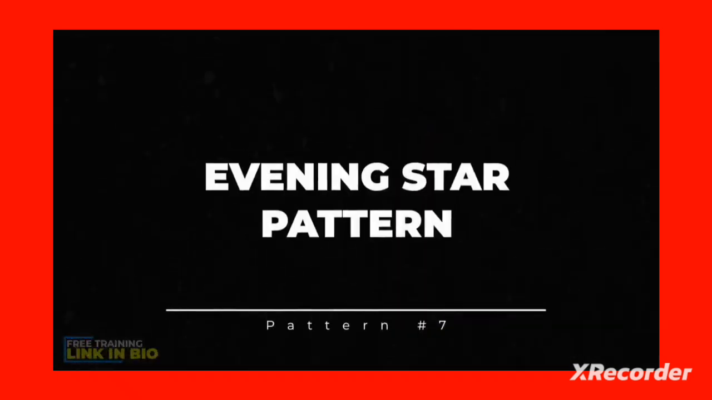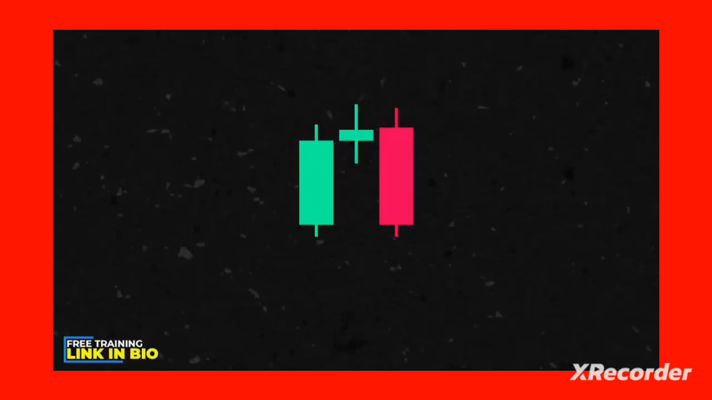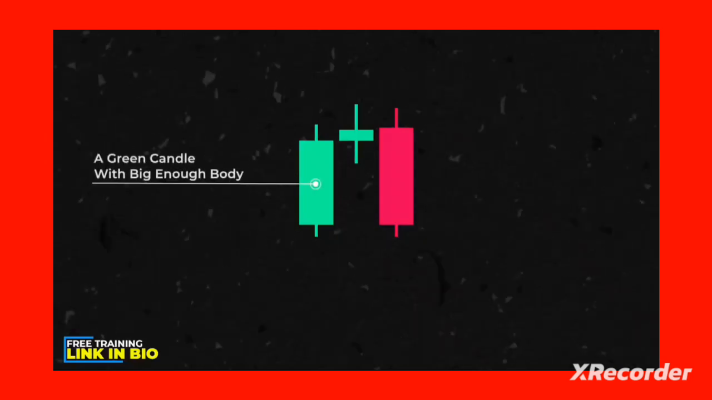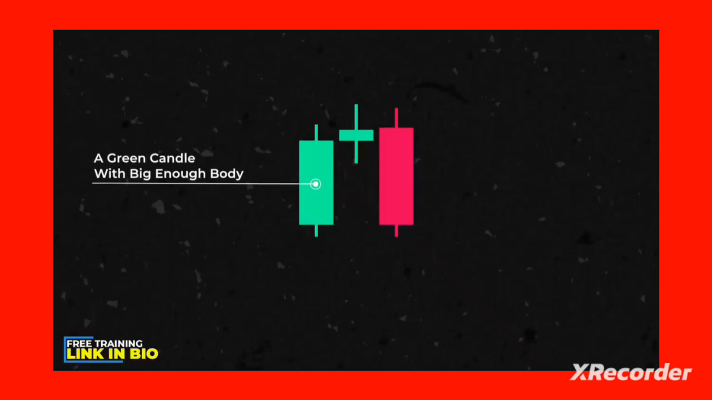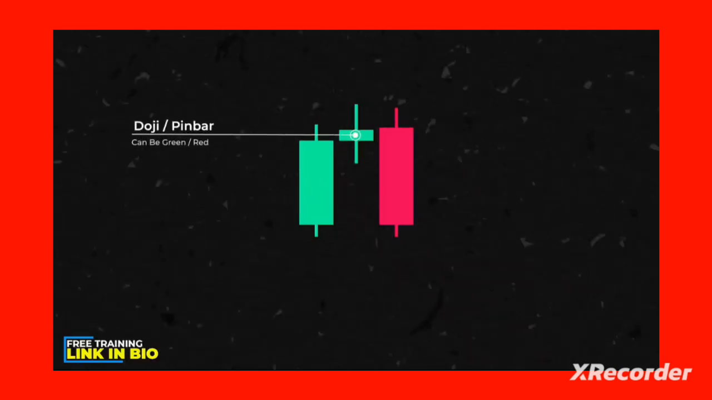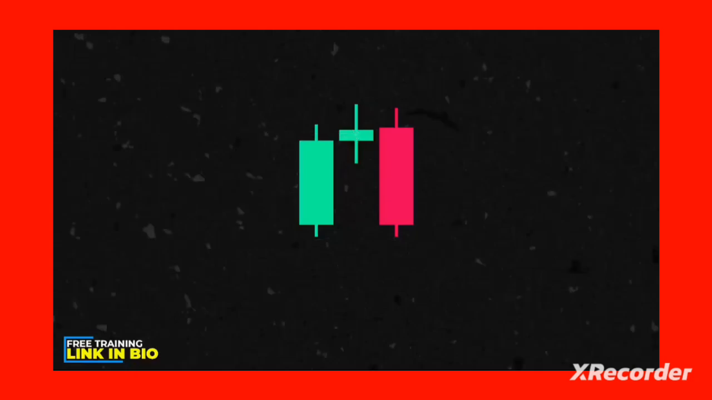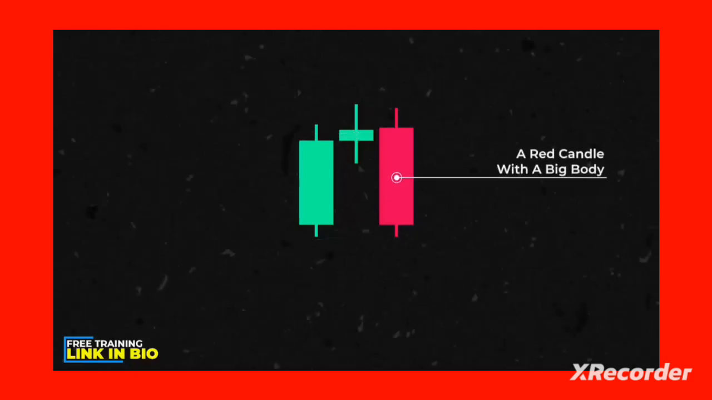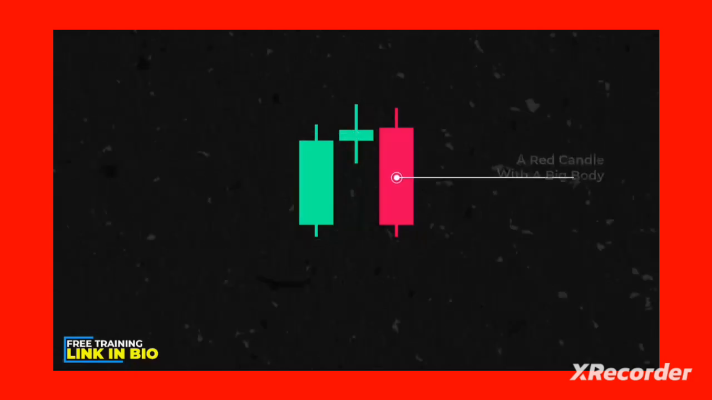Pattern number 7. Evening Star Pattern. The Evening Star pattern is the complete opposite of the Morning Star pattern. Here we have a 3-candle pattern where the first candle is a green candle with a considerably big body. Then we have a small doji candle with a very small body. And finally, we have a red candle with a big body.